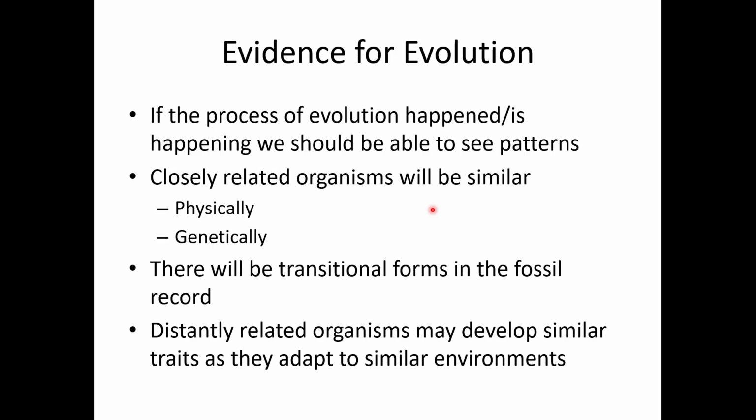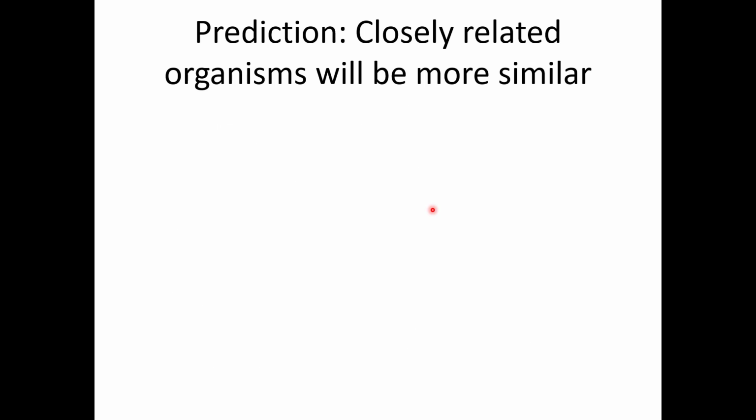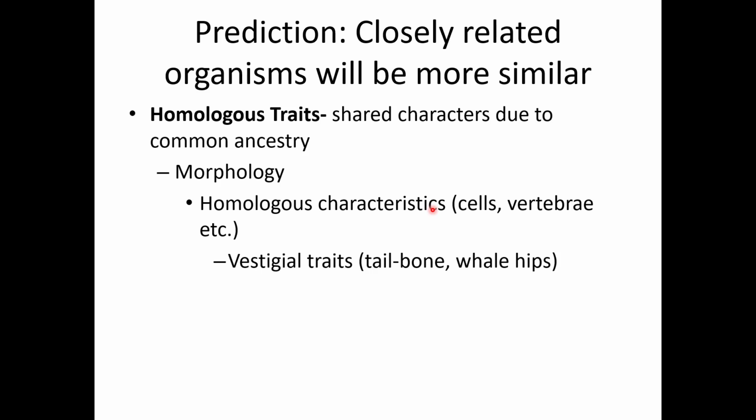And distantly related organisms may occasionally have similar traits because they may adapt to similar environments. That's something we might see if evolution is true. And there are other things we will expect to see as well. These are just some examples of things we would expect to see if evolution is true. So prediction: closely related organisms will be more similar. Well, we can see that in the fossil record, we can see that in living things, and we can see that in the DNA. Let's look at physical traits because they're easier to think about than genes for now.